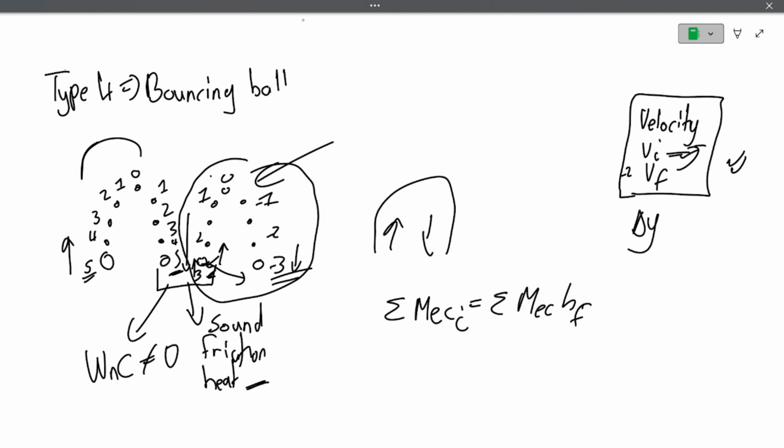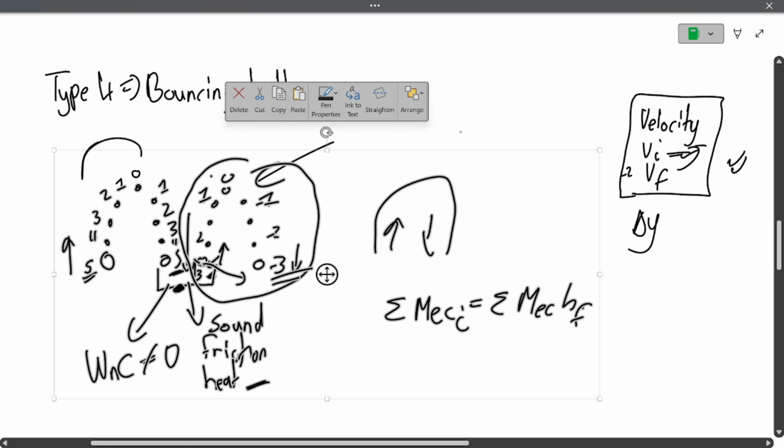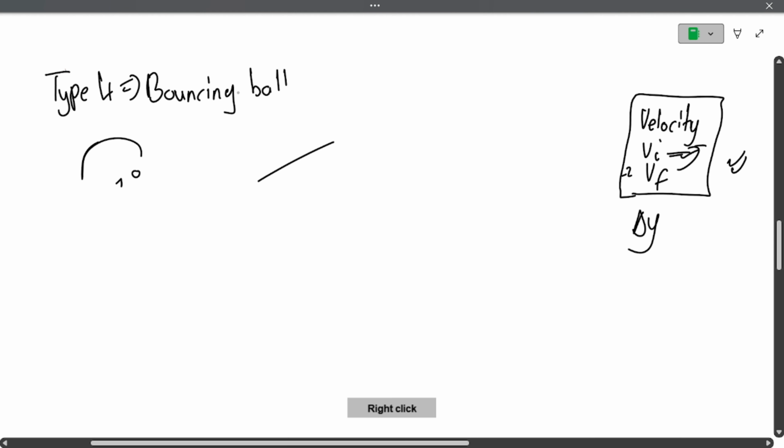But because of some kinetic energy lost here, because there are contact forces here, some energy will be lost. So now let's go and describe the change in y. Let me clear some space.